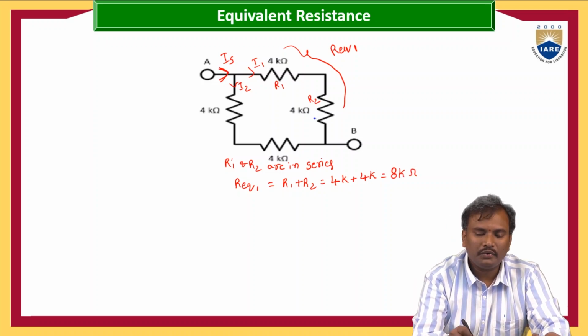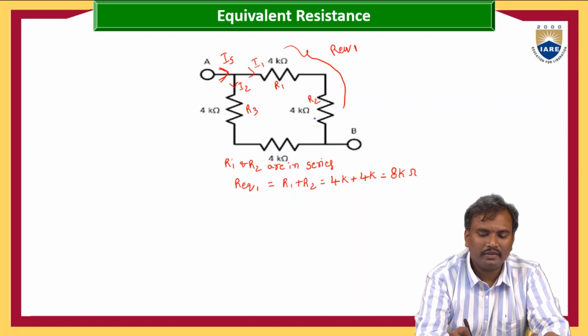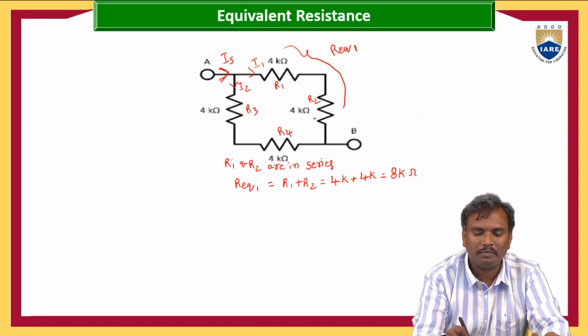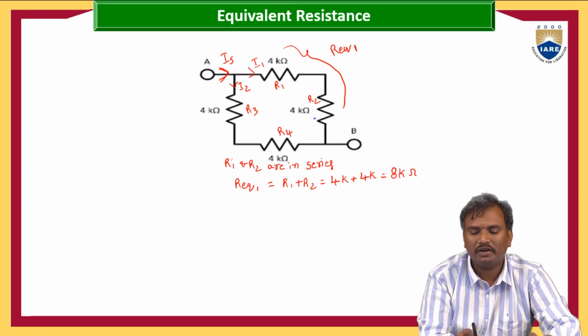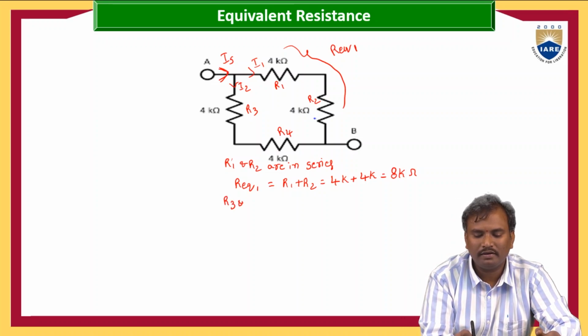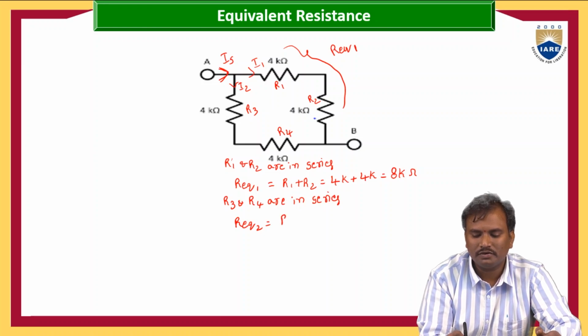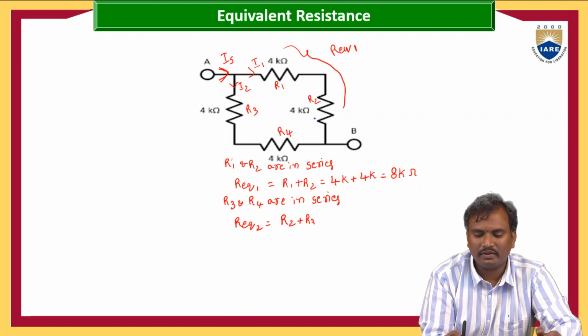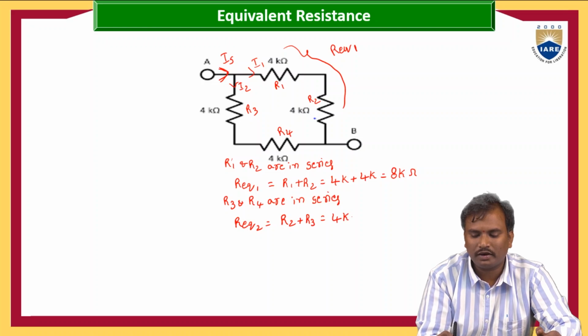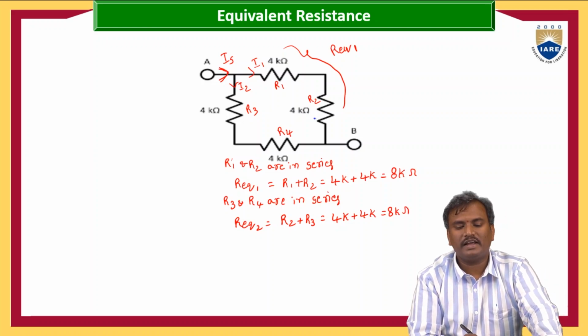And in the same way, I2 current is also flowing in R3 and R4. There is no other path for the current I2. So we can also say that R3 and R4 are in series. So R equivalent 2 is equals to R3 plus R4, that is 4 kilo plus 4 kilo, that is 8 kilo ohms. Now we have to replace the circuit with these equivalent resistances.